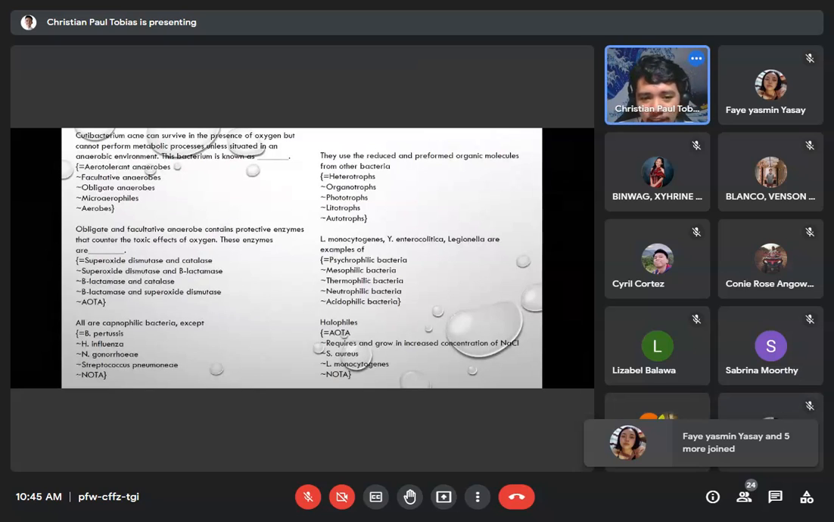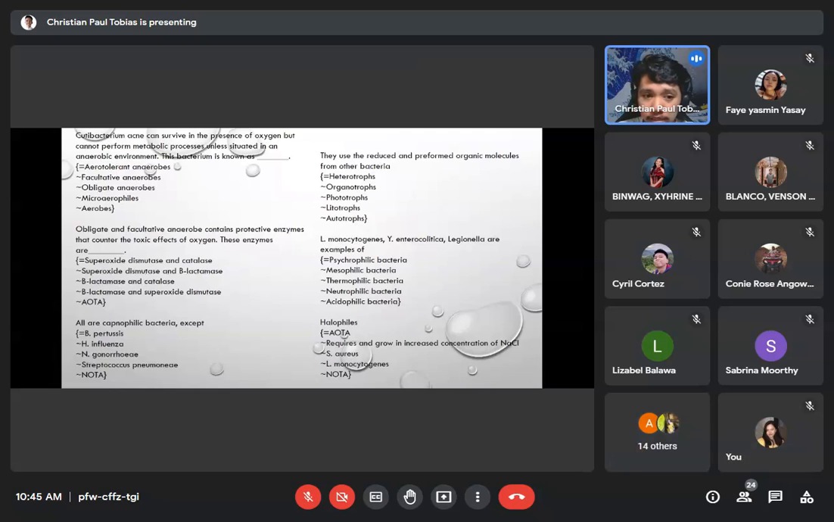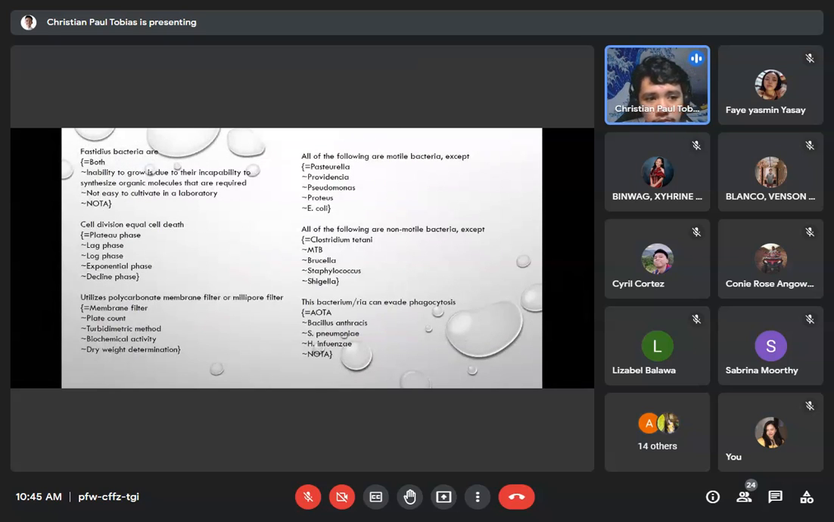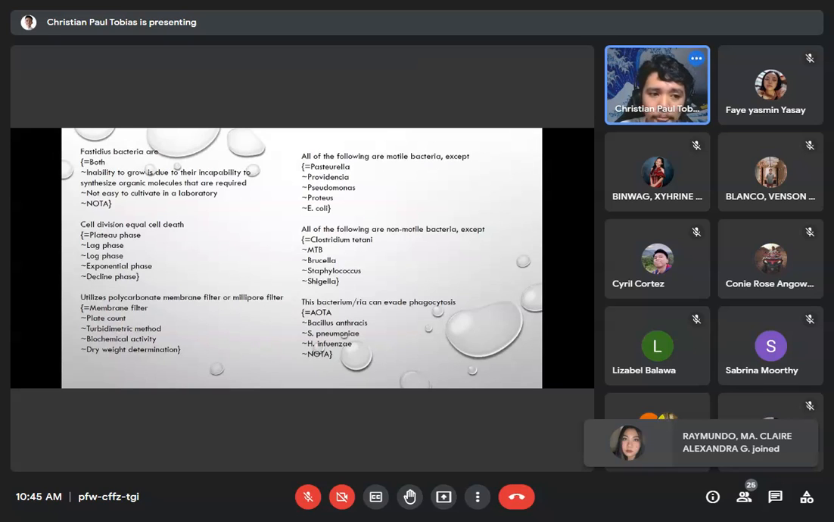Okay, or your NaCl. So pag halophiles, di ba we have your culture agar, MSA, mannitol salt agar. So alam niyo na S. aureus and L. monocytogenes, mag-grow sila sa MSA kasi they are halophiles. Okay. Fastidious bacteria are unable to grow due to their incapability to synthesize organic molecules and they are not easy to cultivate. So fastidious, mabilis lang yung buhay nila, lifespan. Yan na lang para tandaan natin.